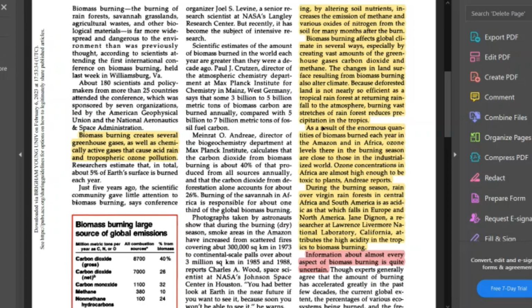As a result of the enormous quantities of biomass burned each year in the Amazon and in Africa, ozone levels there in the burning season are close to those in the industrialized world. Ozone concentrations in Africa are almost high enough to be toxic to plants. Andreae reports, during the burning season, rain over virgin rainforests in Central Africa and South America is as acidic as that which falls in Europe and North America. Jane Dignon, a researcher at Lawrence Livermore National Laboratory, California, attributes the high acidity in the tropics to biomass burning.